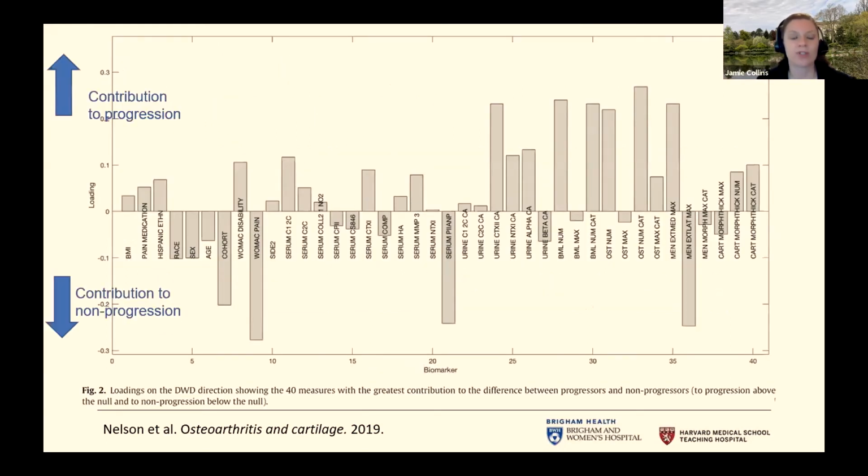And this is what you end up with to determine the relative importance of each variable. So variables associated with progression are above this null line, and variables associated with the non-progression group are below the line. So for example, urine CTX2, semi-quantitative BMLs, osteophytes, and medial meniscal extrusion were associated with a higher likelihood of being in that progression group.